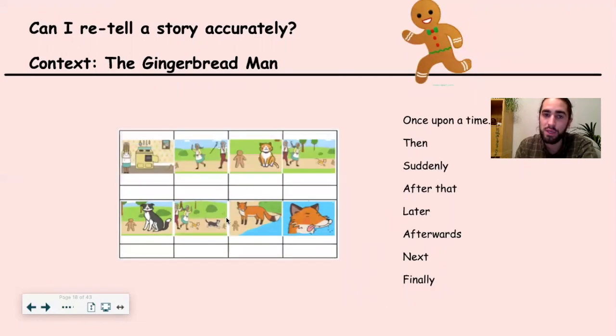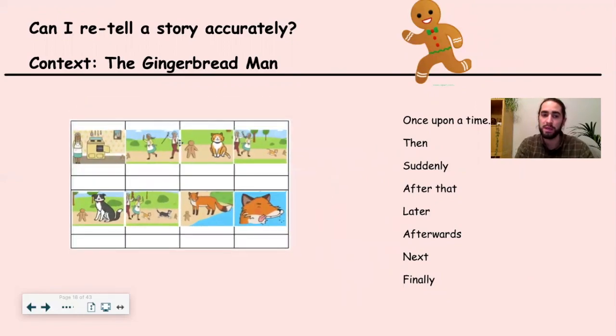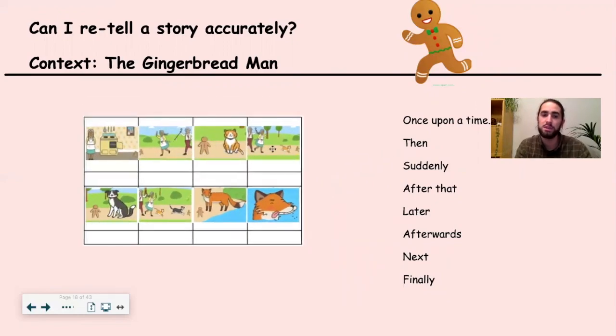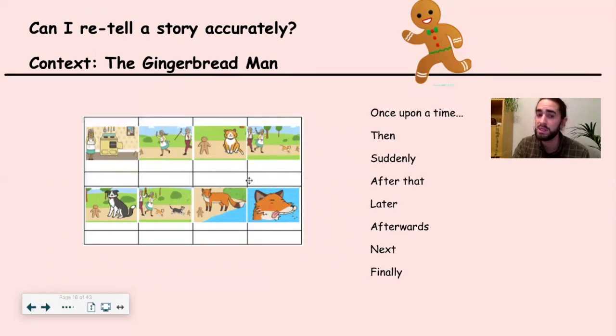So you're going to need two things to help you out today. You're going to need to have your storyboard from yesterday so that you have all of the pictures in the right order to help you remember which parts are coming up in the right order. And hopefully you have put your time words into each of those boxes. If you haven't done that, then maybe you could have a go at doing that now. So you could pause the video and make sure you've got your time words in each of those boxes.